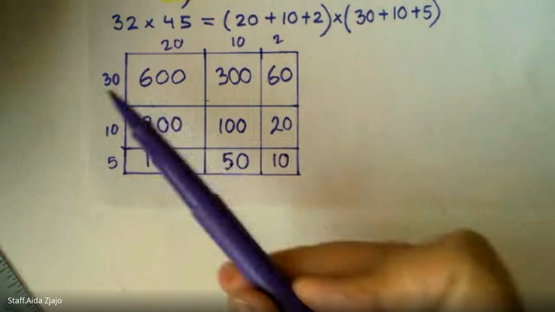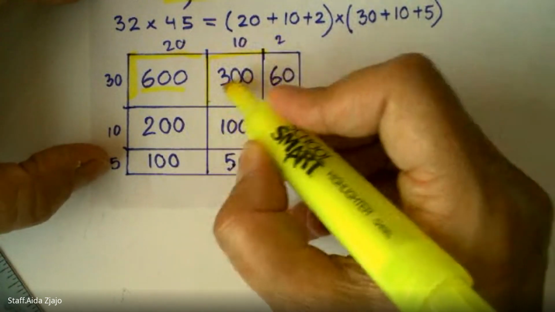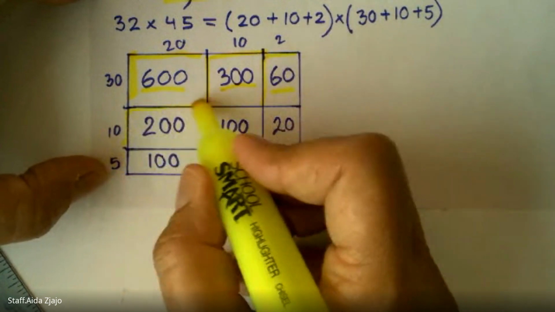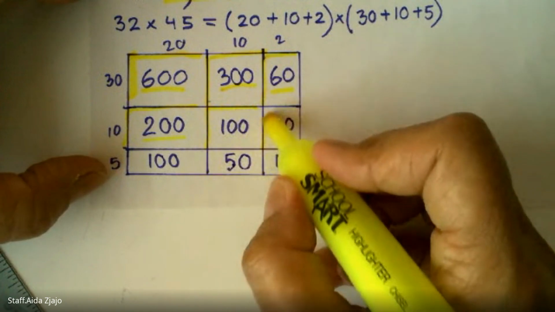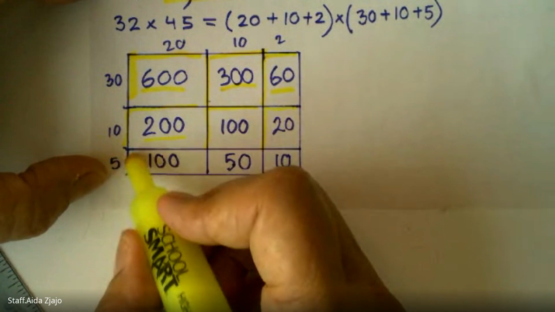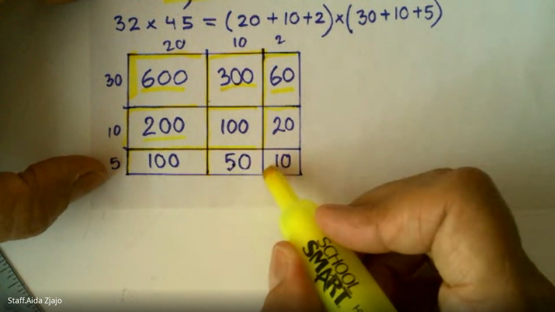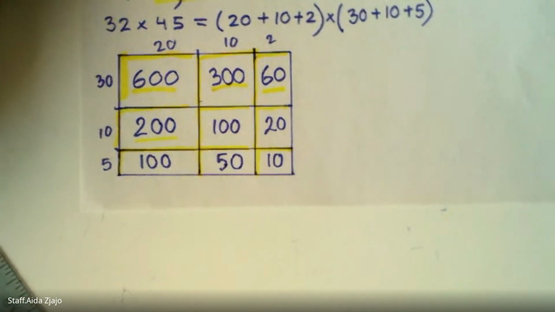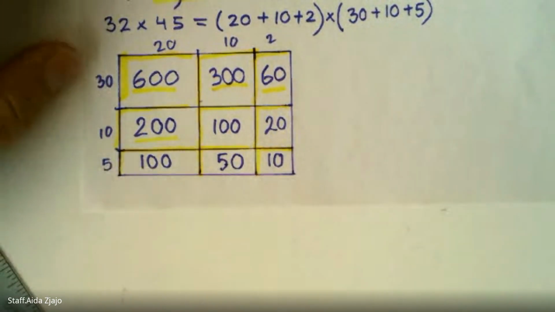So let's check. 30 times 20 is 600. 30 times 10 is 300. 30 times 2 is 60. 10 times 20 is 200. 10 times 10 is 100. 10 times 2 is 20. 5 times 20 is 100. 5 times 10 is 50, and 5 times 2 is 10. So it's really important, especially if you do many calculations, to check your answer.